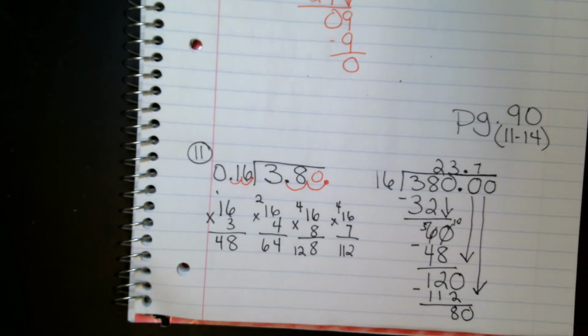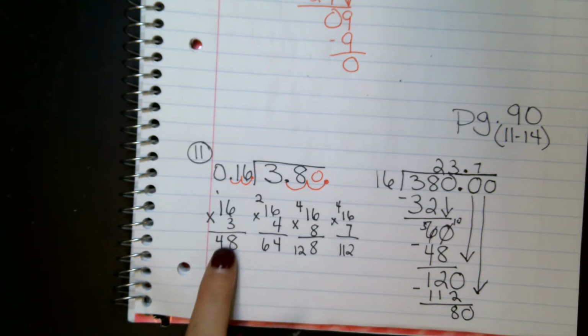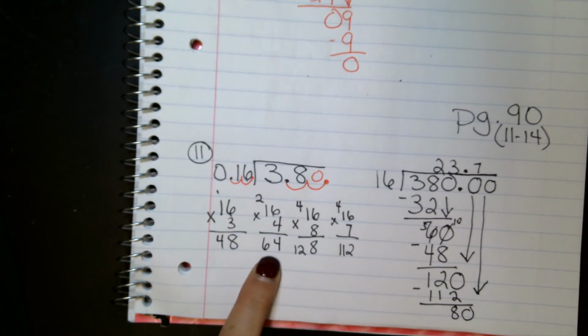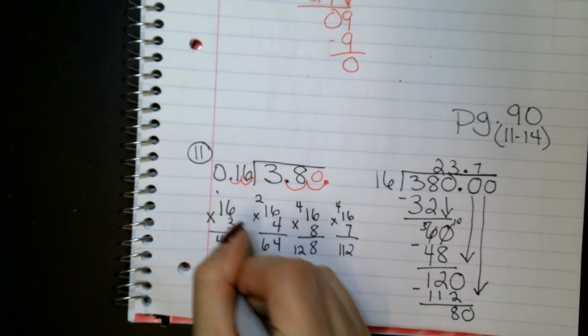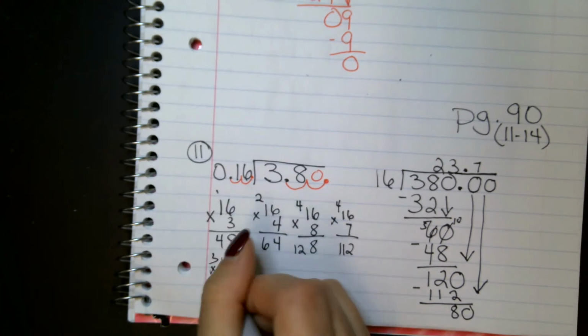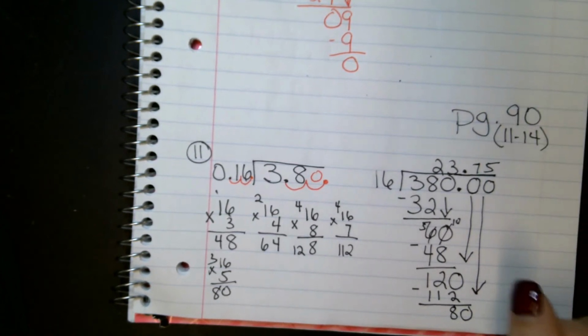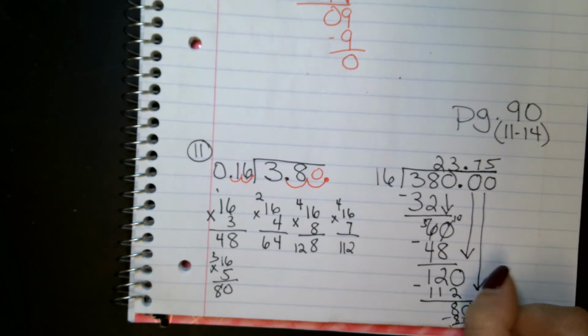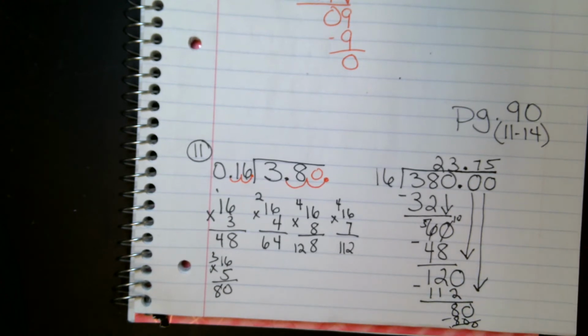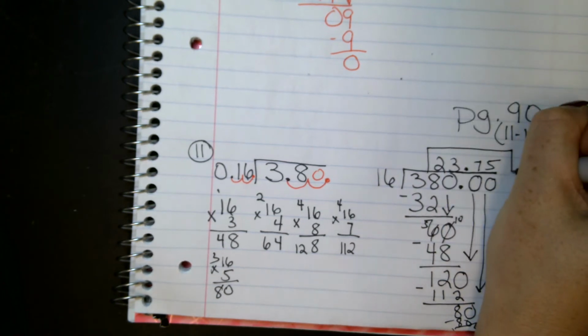Can 16 go into 80? All right. Now we said 16 times 3 is 48 and 16 times 4 is 64. Let's try 16 times 5 just to be sure. Oh, look at that, 80. So 16 goes into 80 5 times. And 80 subtract is 0. All right. We've got no remainder, so we're good. Do you have anything else to bring down? No, we don't. So this is our answer, 23 and 75 hundredths.